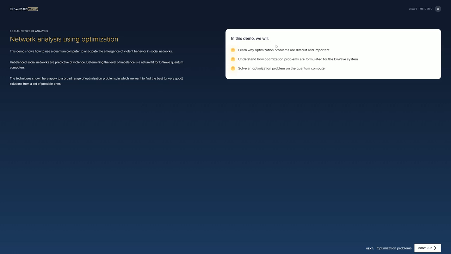In this demo, we will learn why optimization problems are difficult and important, understand how optimization problems are formulated for the D-Wave system, and solve an optimization problem on the quantum computer. Wasn't I already there? Network analysis using optimization. This demo shows how to use a quantum computer to anticipate the emergence of violent behavior in social networks.